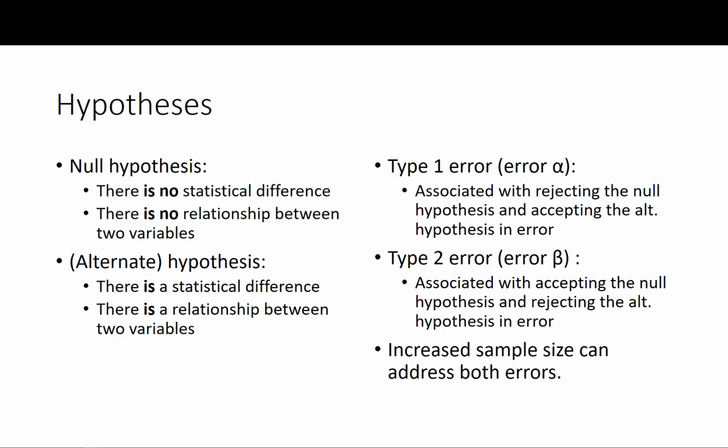Type 2 error is the opposite, when we accept the null hypothesis and reject the alternate hypothesis in error. That is, we say that there is no significant difference or significant relationship between variables, when in actual fact there is a relationship or difference there.